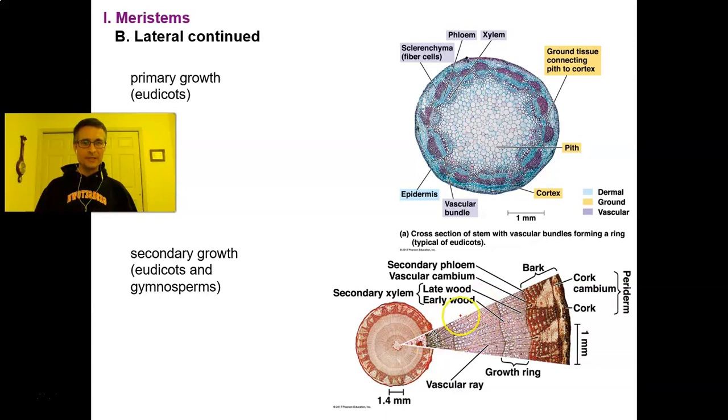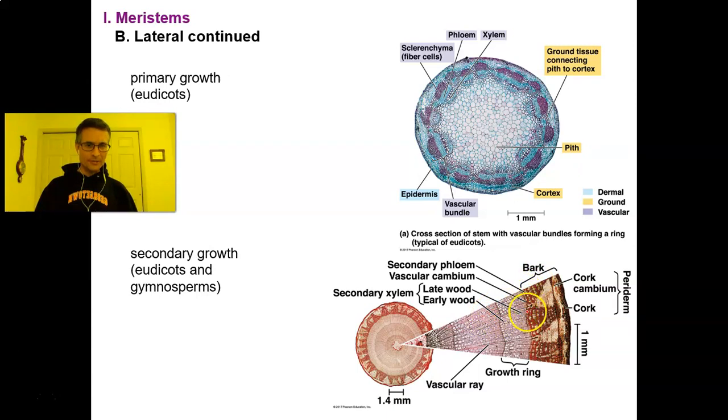secondary xylem. Again, notice the different sizes in the xylem cells. The larger cells are vessel elements, the smaller cells are tracheids. The vessel elements tend to be produced earlier in the spring when there's more water, fewer of them produced later in the summer and fall when it's less wet.